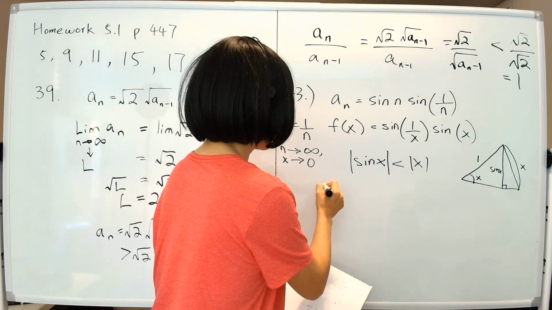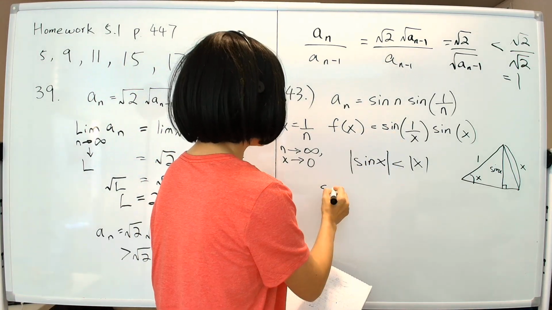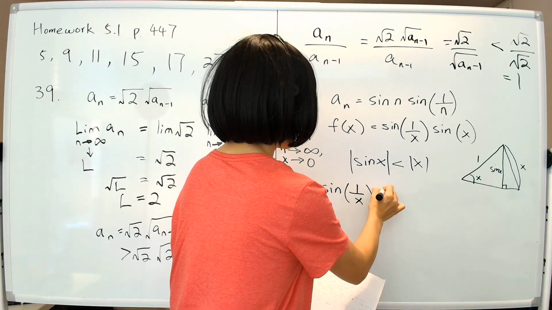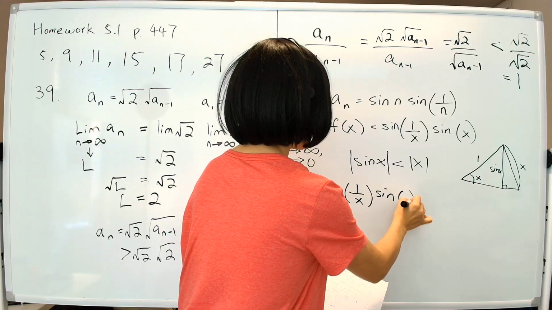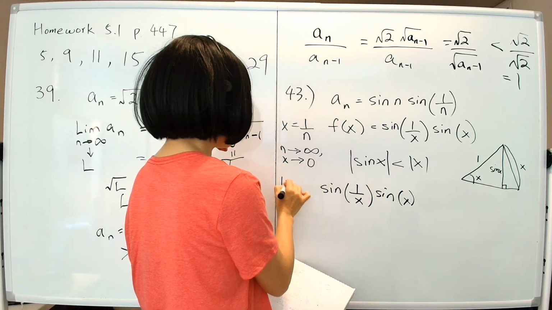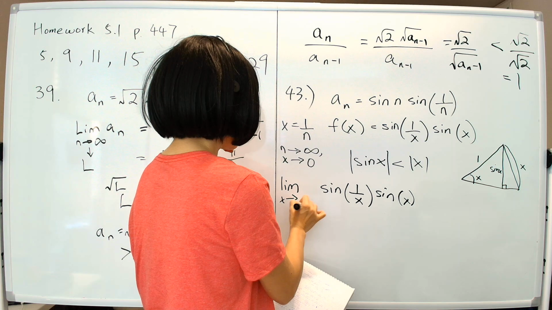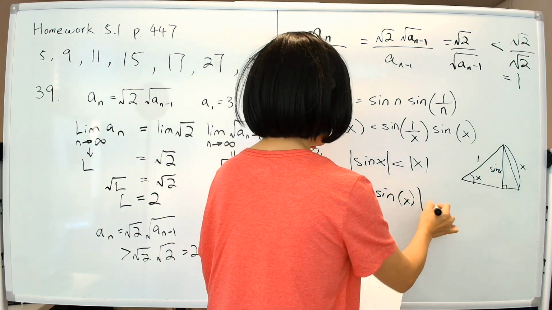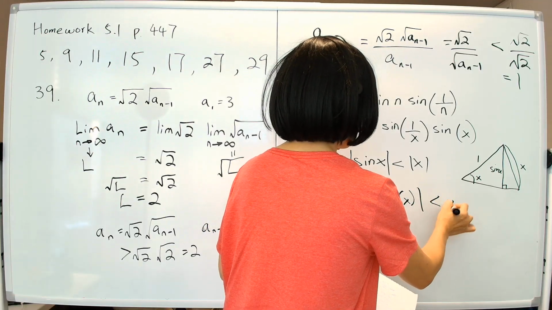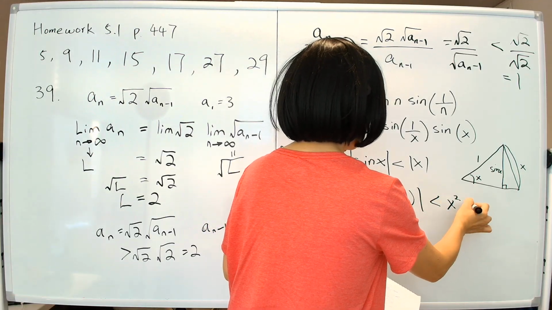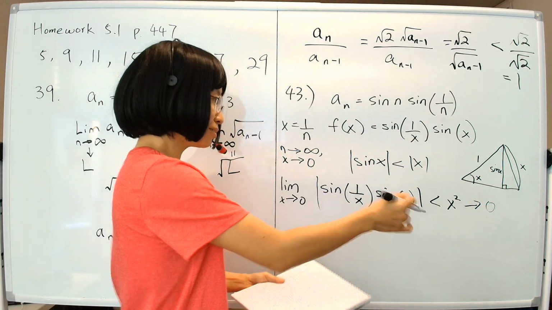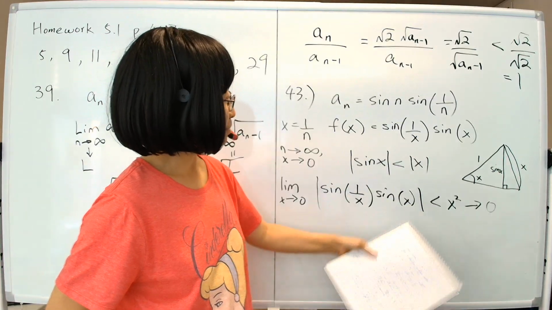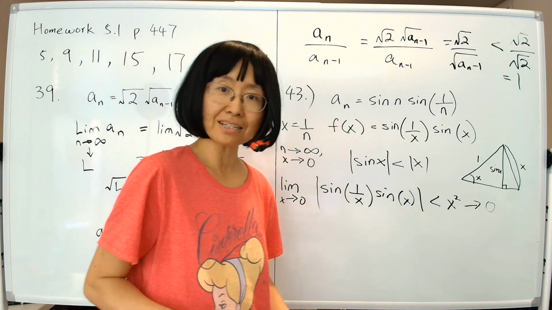So then when we look at this function, the sine of 1 over x times sine of x, as x goes to 0. Remember, we're doing x goes to 0, because x goes to 0 as n goes to infinity. So then this one is less than x squared, which goes to 0. As x goes to 0, everything goes to 0, and that's the end of that problem. The only hard part about this one is you have to remember the sine of x is less than x.